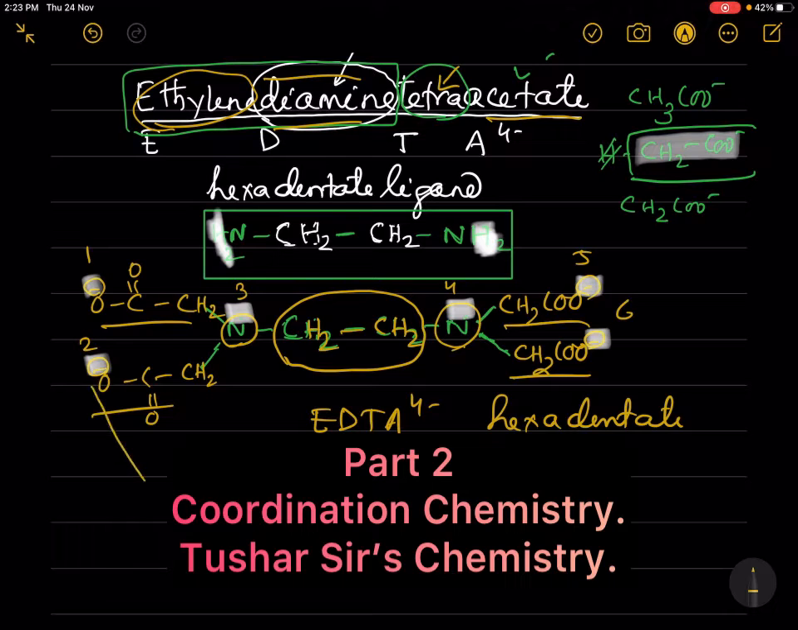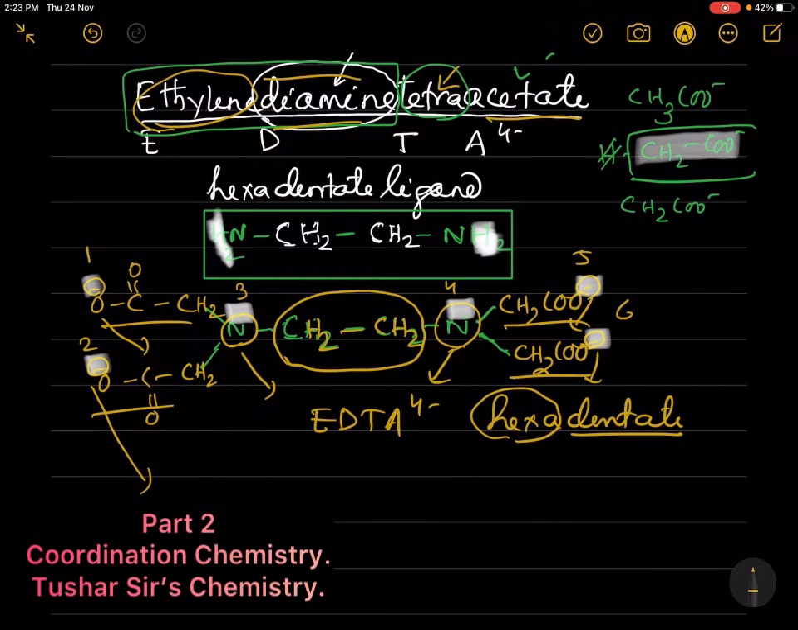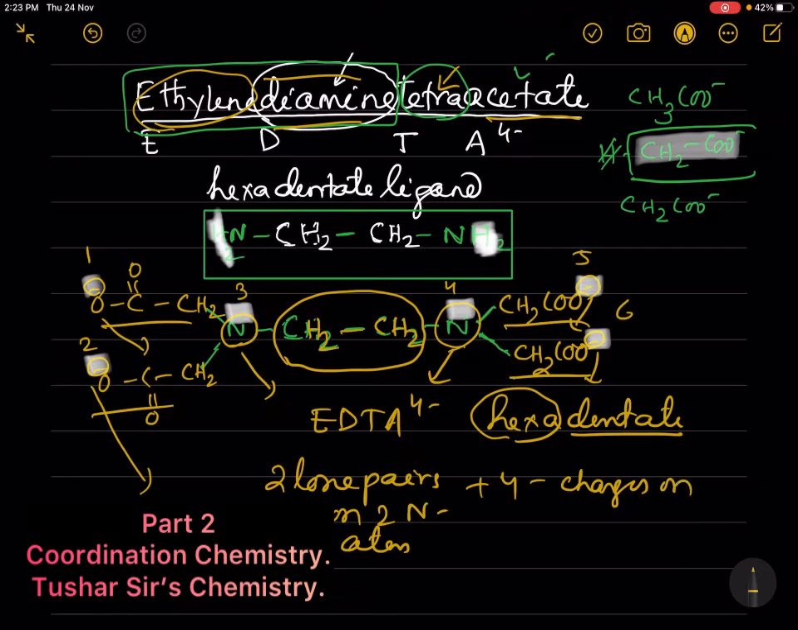These 6 sites can be connected to the central atom through coordinate bonds. So EDTA is hexadentate, or the denticity of this EDTA is 6, due to 2 lone pairs on 2 nitrogen atoms plus 4 negative charges on 4 oxygen atoms.